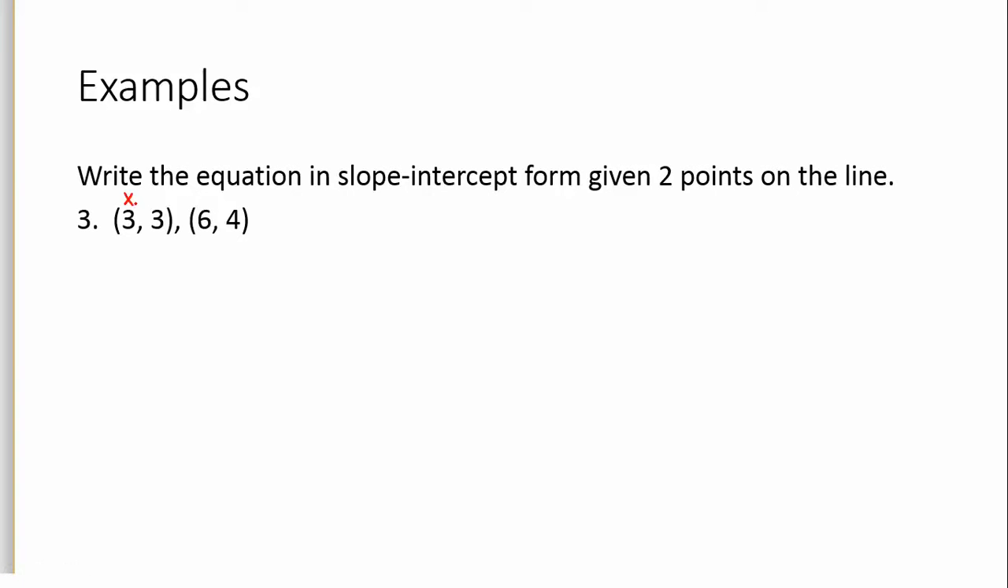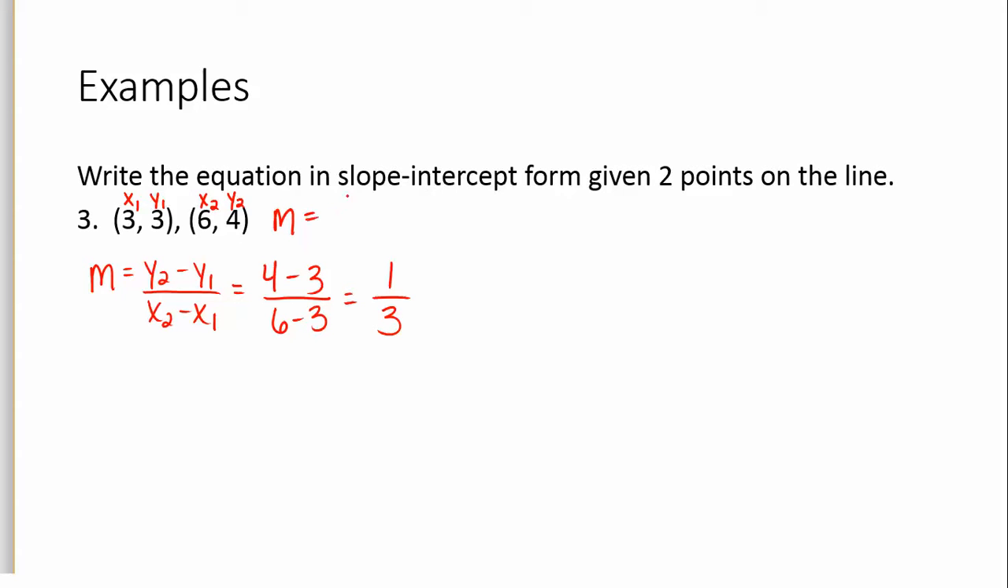So our slope formula says y2 minus y1 over x2 minus x1. So let me write that again. y2 minus y1 over x2 minus x1. So we're going to plug in the ordered pairs. 4 minus 3 over 6 minus 3. 4 minus 3 is 1, 6 minus 3 is 3, so that gives me a slope of 1/3, and I'm going to write that up here.